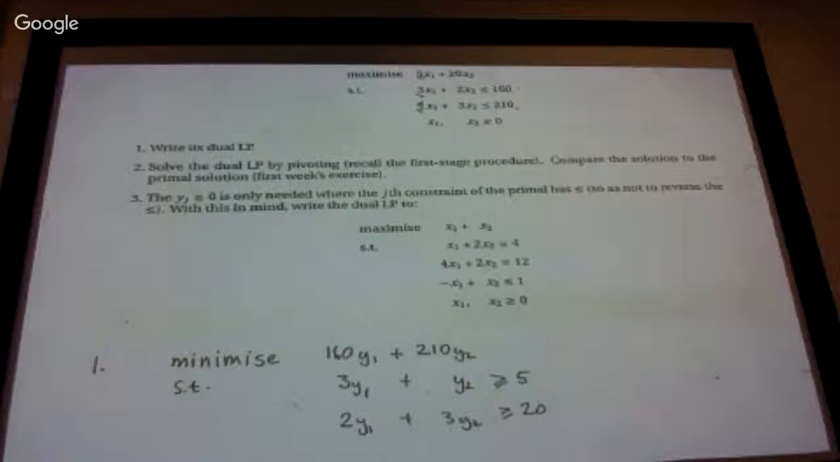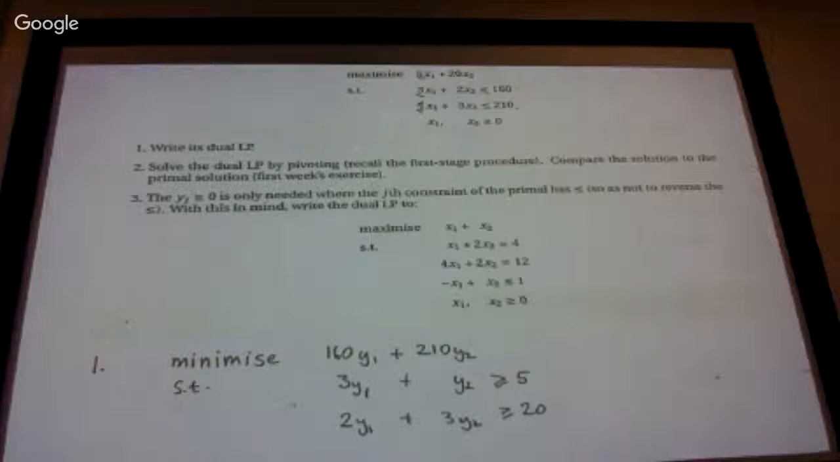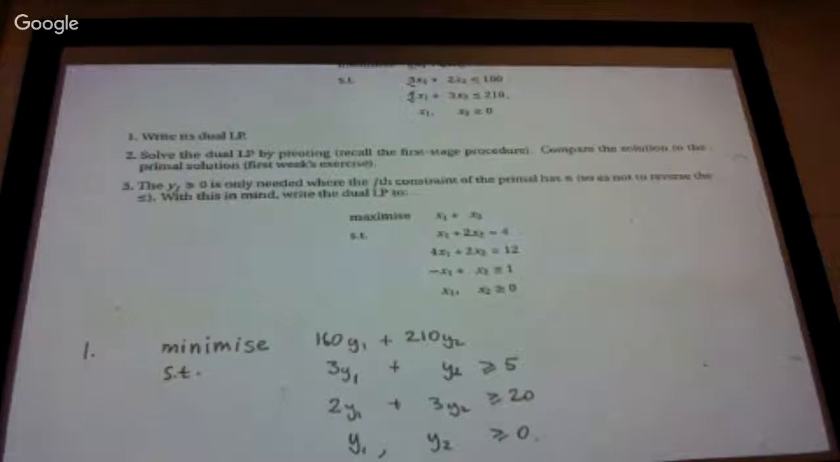And now, because the sign in both constraints is less than or equal to, we want y1 and y2 to be both non-negative. So y1, y2 is greater than or equal to 0. End of answer to question 1.